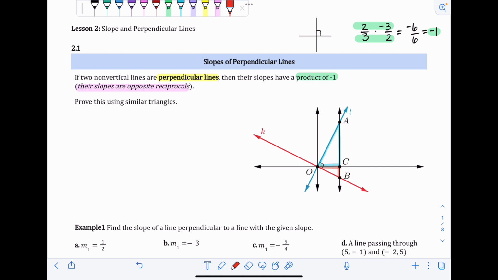So if we can prove that these triangles are similar to each other, it's going to help us show that the slopes are opposite reciprocals as well. So in order to prove that the triangles are similar, we need to find two pairs of corresponding angles that are congruent. So each of these triangles, the blue and the red, they both have a right angle, so that should be our first pair. So angle ACO and angle BCO as well, because those angles were created from a vertical line intersecting with a horizontal line, so it's perpendicular, so it creates those right angles anywhere around that intersection point.